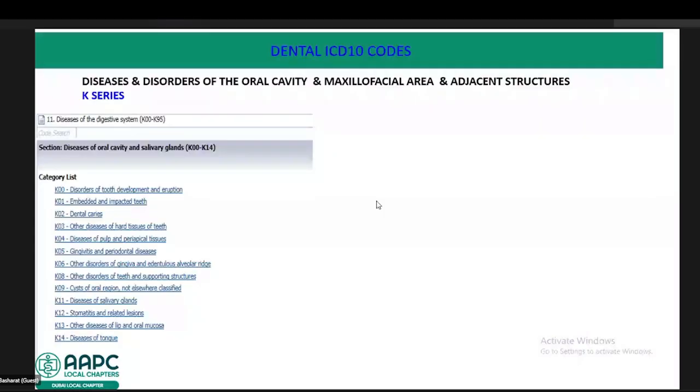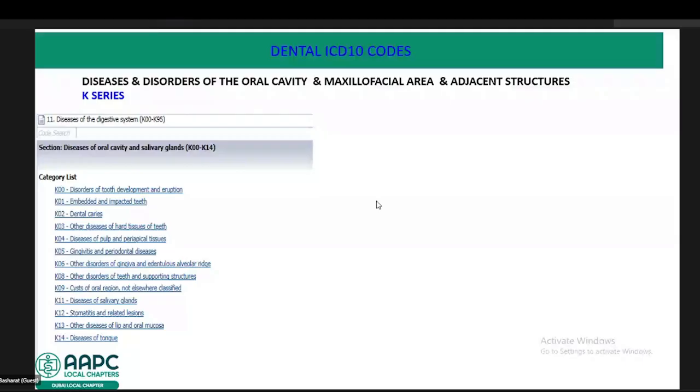Okay, now let's talk about the ICD-10 codes. So diseases and disorders of the oral cavity, visual vision and adjacent structures. So we have the K series codes. ICD-10, like Abu Dhabi and of course Dubai, both are the same. There is no difference; both are using the same ICD-10. Most of the codes you will find in the K series.